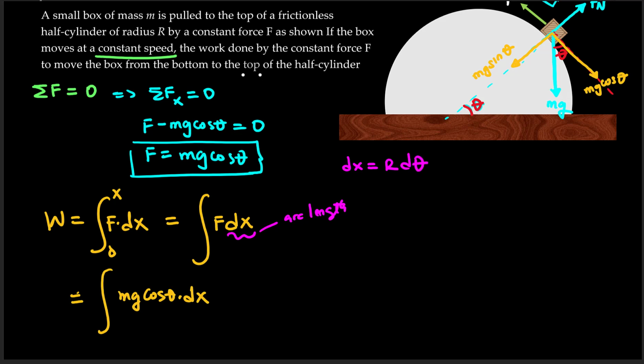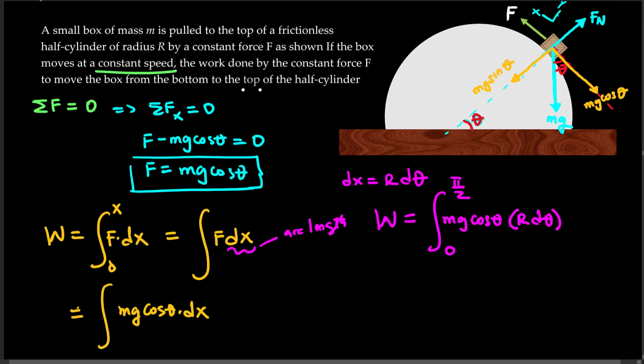And if that is true, then this means that W will be equal to the integral of mg cosine theta times r d theta. And we're integrating from 0 to pi over 2 because we're integrating from the bottom to the top. And when the box is at the top, theta is actually pi over 2. So this becomes mgr, the integral from 0 to pi over 2 of cosine theta d theta.